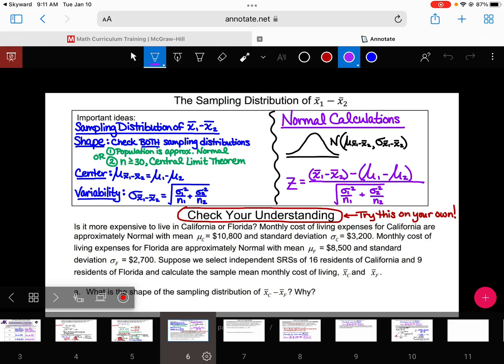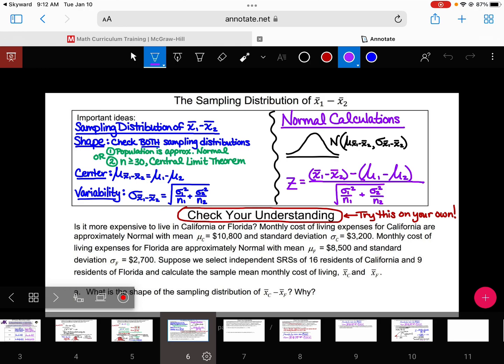What if they weren't approximately normal? Would I be able to say anything about the shape? No. What's the only way that I would be able to say something about the shape? If the populations aren't approximately normal, there's one other condition that I could look for that would allow me to say something about the shape. Central limit theorem, which means I need samples of at least how big? 30 or more. If I take a sample of 30 California residents, a sample of 30 Florida residents, then my central limit theorem would apply, and it does not matter if the population distribution is approximately normal, because the sampling distribution would be approximately normal.